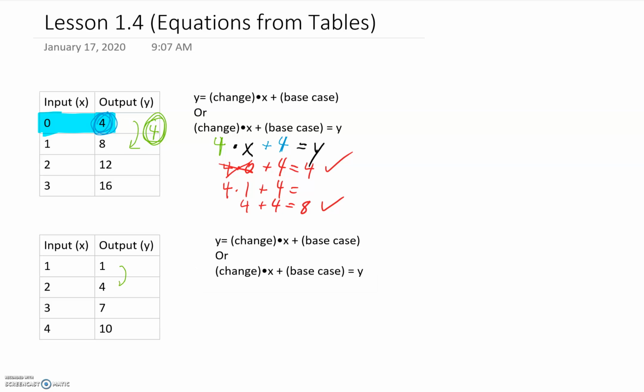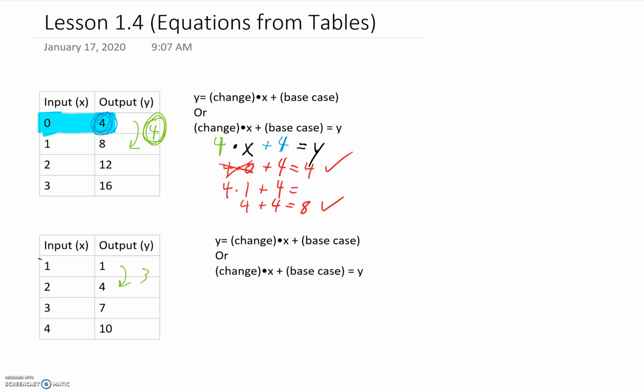Well, the change isn't so bad. Change is actually pretty easy to find. It's 3. You can find that 1 to 4 is 3, 4 to 7 you have to add 3, 7 to 10 is 3, etc. Now if you look at the base case, it's a little bit harder because we don't have an input of 0. So we have to move backwards by 1.